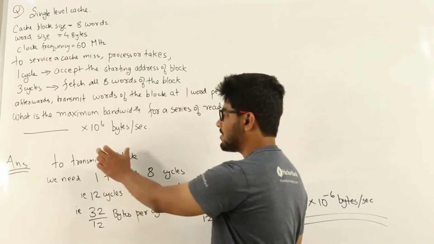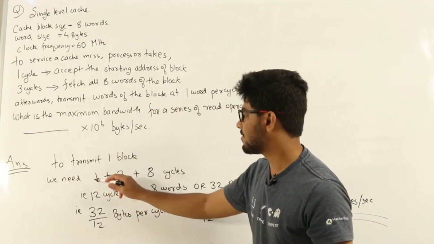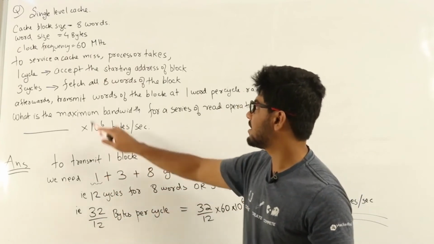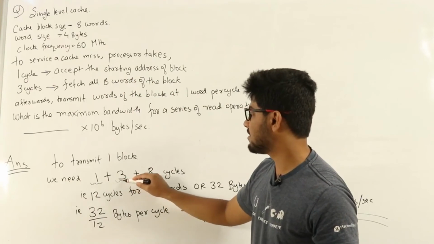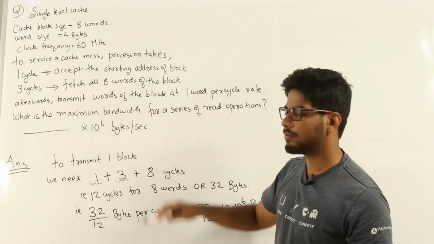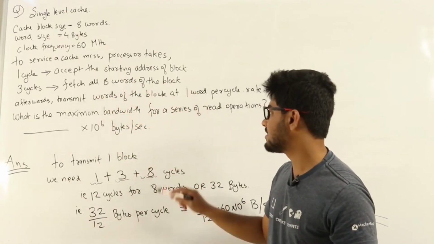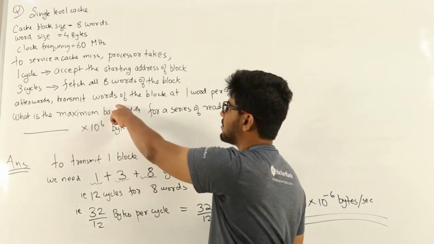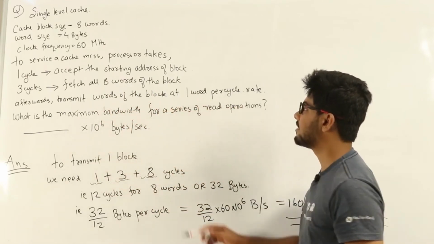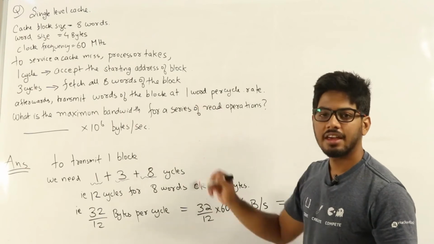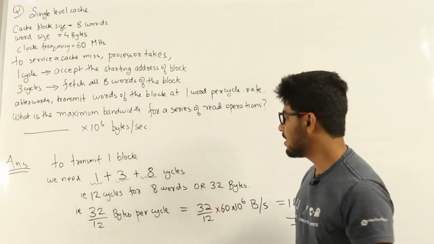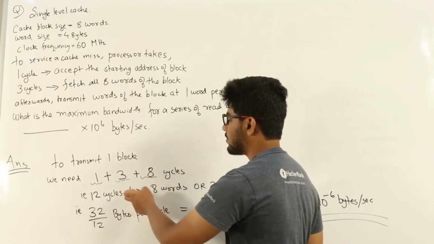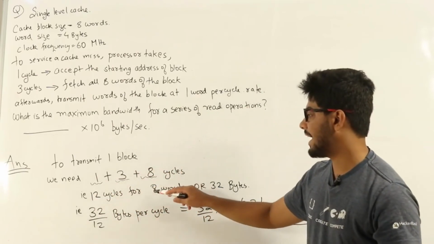So in order to transmit one cache block, it will take 1 cycle first, that is accepting the starting address of the cache block, 3 cycles in order to fetch all the 8 words of the block, and after that an additional 8 cycles. 8 is for transmitting words of the block at 1 word per cycle. So it will take 1 cycle per word. A cache block has 8 words, so it will take a total of 8 cycles to transmit all the words. So if you see, it takes a total of 12 cycles for 8 words.